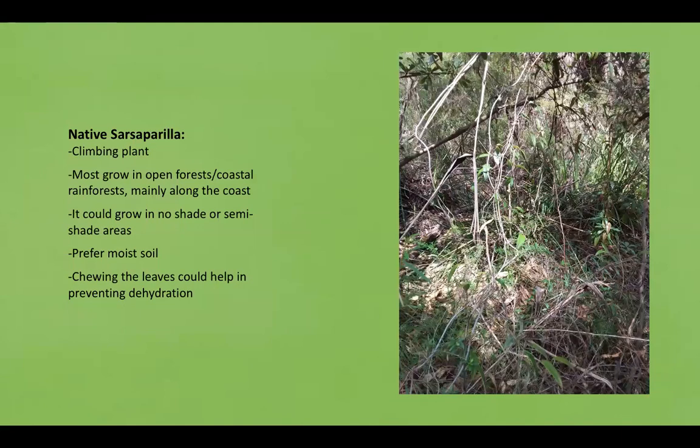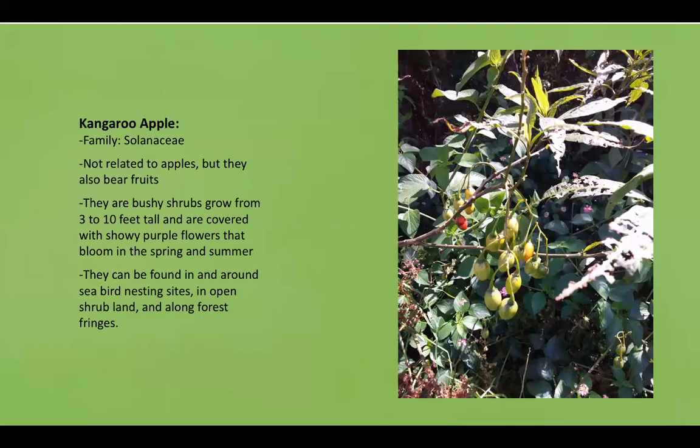And this one is the native sarsaparilla. It's a climbing plant, mostly growing in open forest or coastal rainforest. It prefers moist soil and can grow in no shade or semi-shade areas. Chewing the leaves could help prevent dehydration. And this one is the kangaroo apple and belongs to the Solanaceae family.